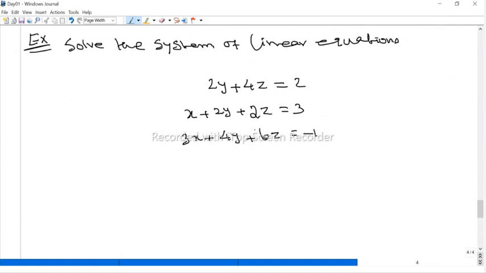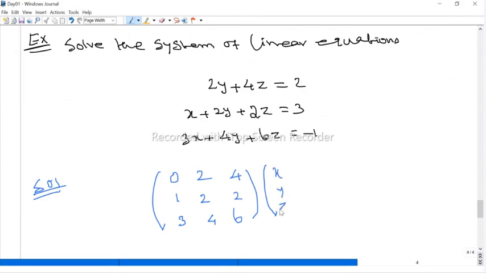Solution. How do we form a matrix equation? We just take the coefficients into the matrix. In the first equation there is no x term, therefore 0 is the coefficient, then 2 is the coefficient of y, and 4 is the coefficient of z. Now the second row is 1, 2, 2. The third equation gives the third row, that is 3, 4, 6, times x, y, z, equal to 2, 3, minus 1. If you multiply out this matrix product, you will get the equations. So this is the matrix equation. Okay.